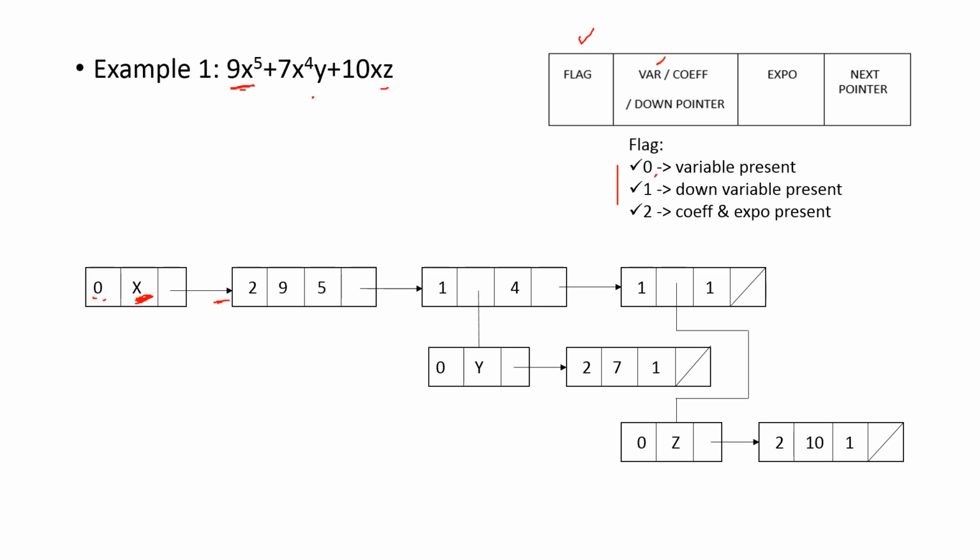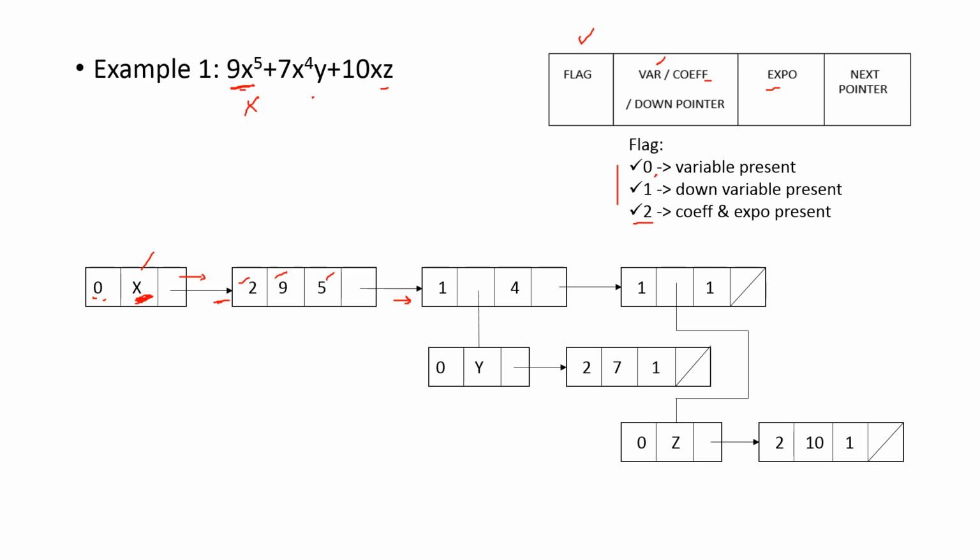Only one variable is there, only x is there, and this link is regarding the x variable. Here no other variable is there, so we have to consider the coefficient and the exponent. For coefficient and exponent, flag is 2. So flag 2, coefficient 9 and exponent is 5. And then the next pointer. Okay, hope this much is okay.